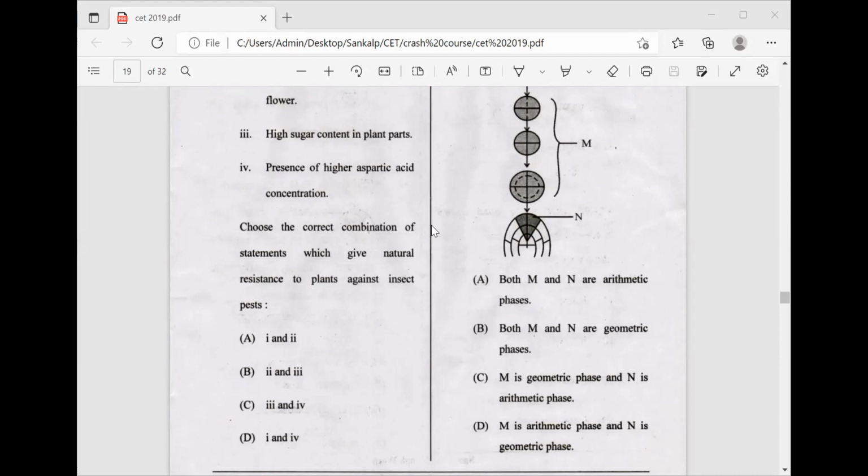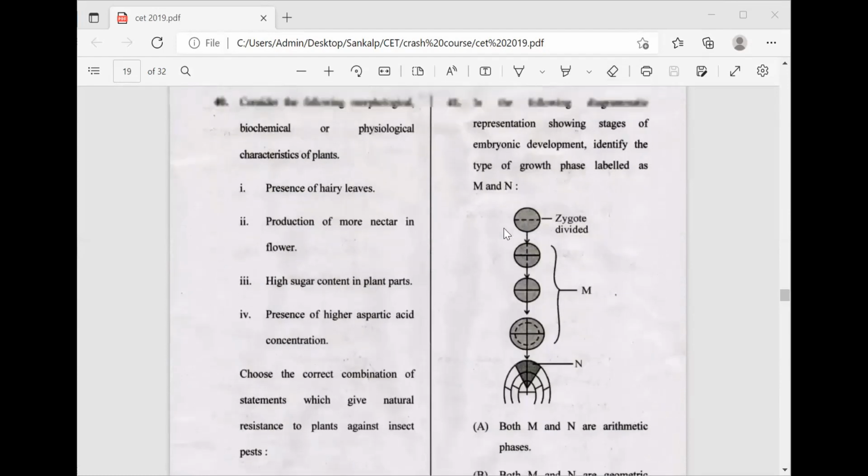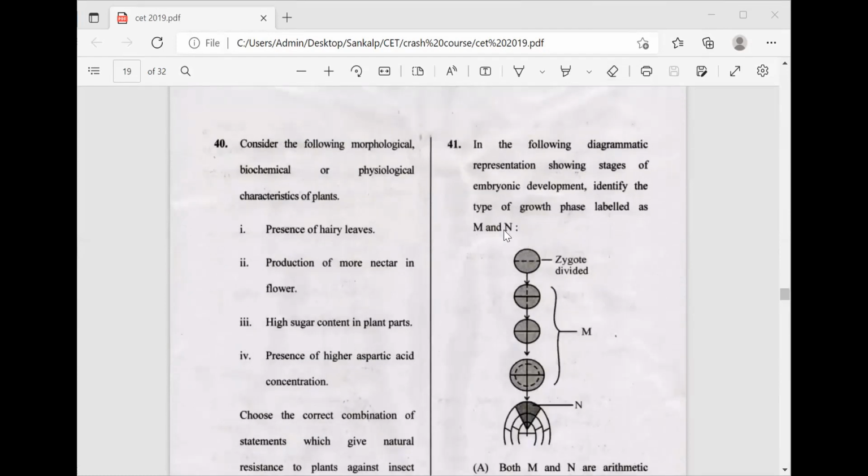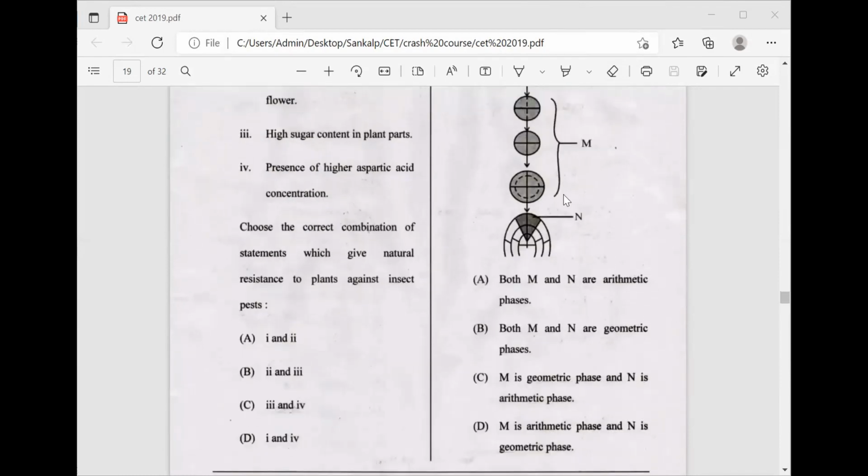Bhairesh answered option D. Tasmiya, option D. Janvi, Navya, option D. Okay, so let me check the answer of the 40th question. The 40th question answer is option D, that is the right answer.